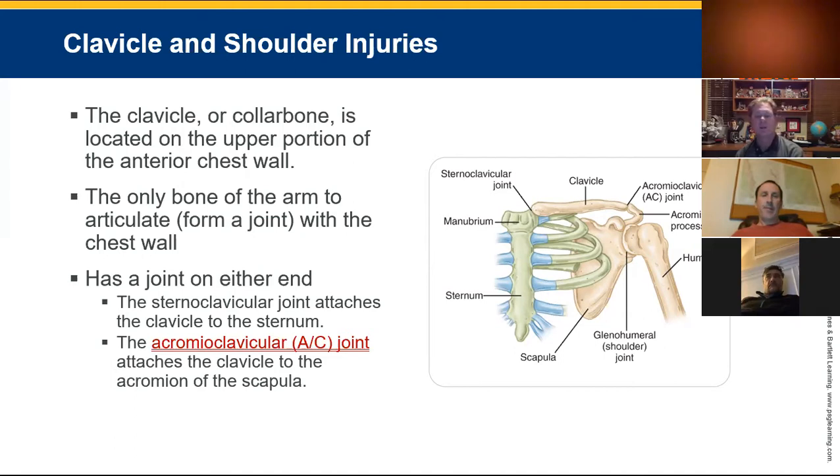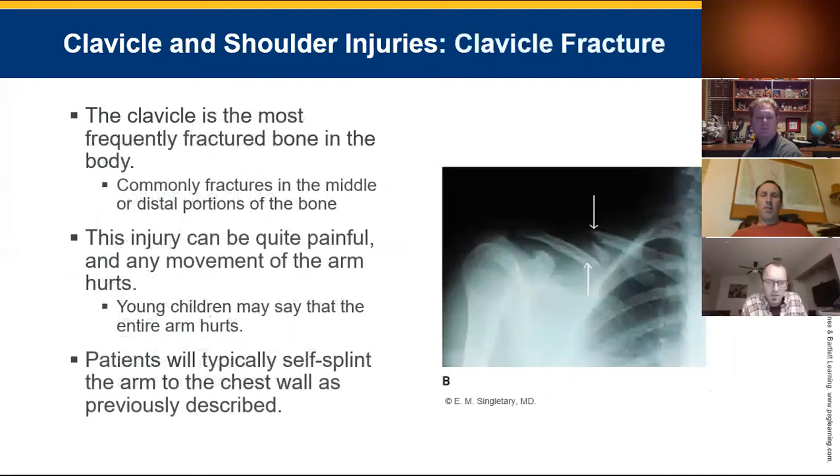And then what you have to worry about is that fractured clavicle doing damage to the AC joint there in the acromial process. And of course, a lung collapsing.